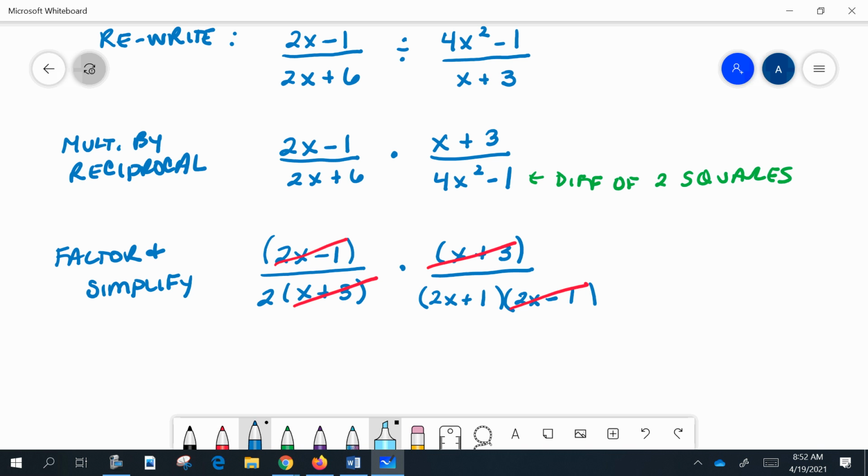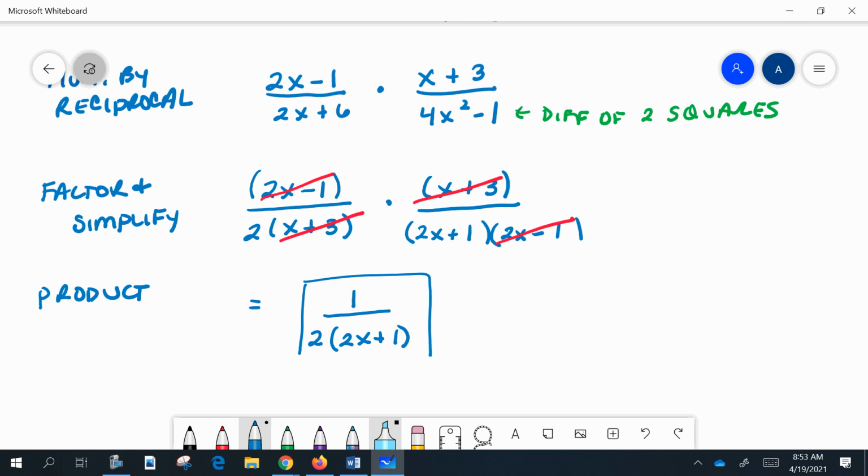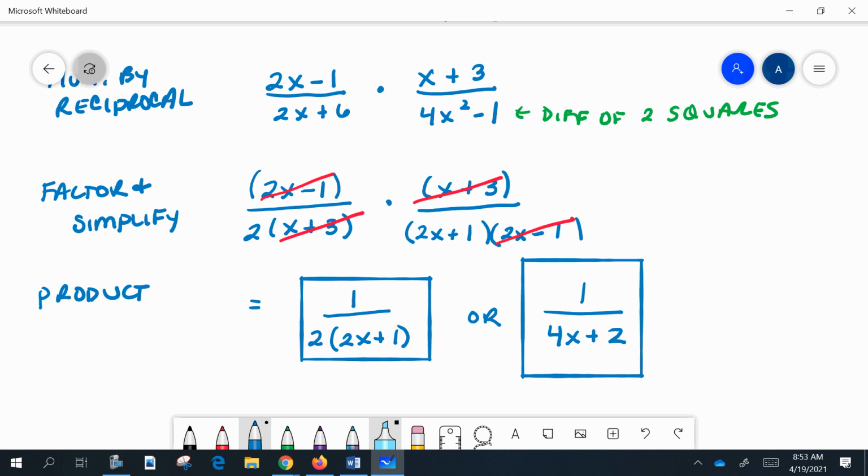So now when we find the product and we multiply, we go across the numerator, and since all of those factors divided, we have a 1 in the numerator. The denominator is going to be 2 times the factor 2x plus 1. So I'm okay with you writing it like this, or if you would prefer to distribute and make it 4x plus 2, these two answers are the same. Okay, so that's how this works.